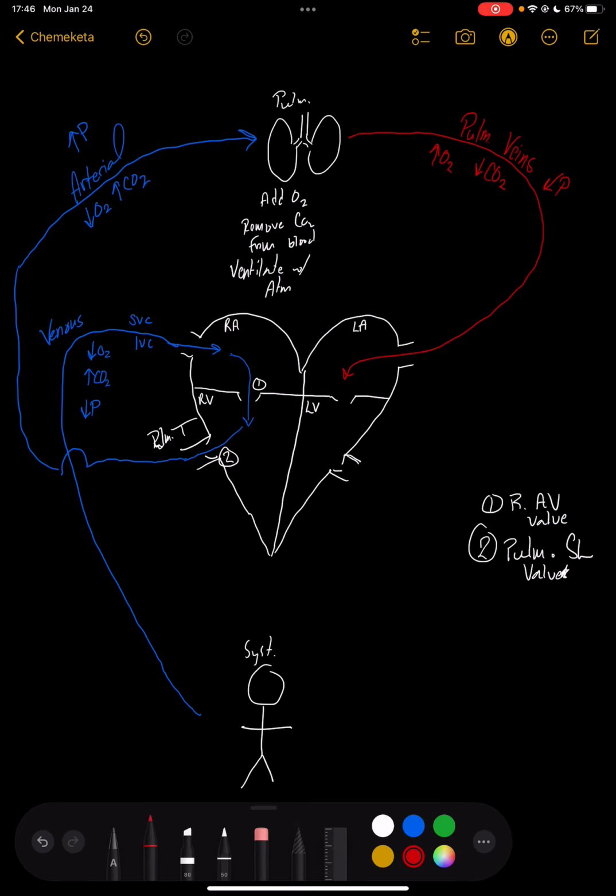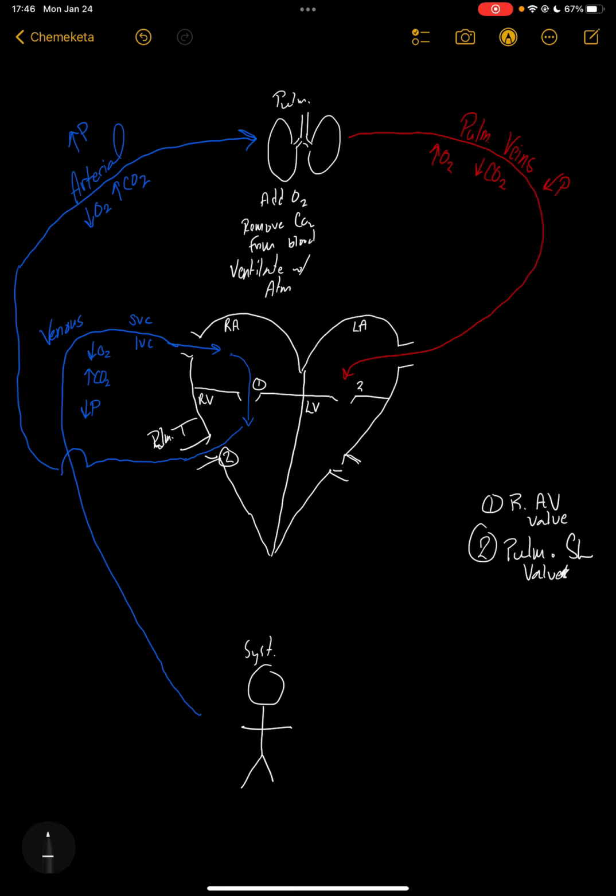Now, that venous blood goes back into the heart, and it's going to go into the left atrium, which is then going to pass through the left atrioventricular valve, which is number 3. Left atrioventricular valve, also known as the mitral valve and the bicuspid. Again, I want you to know all 3 of those names.